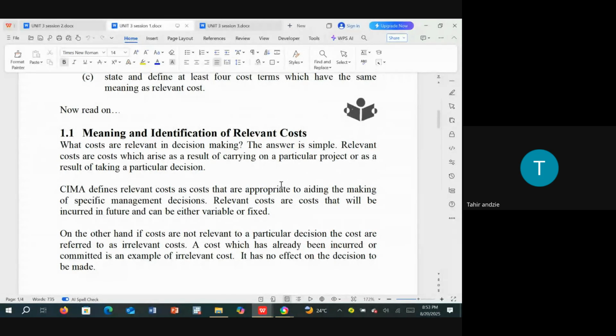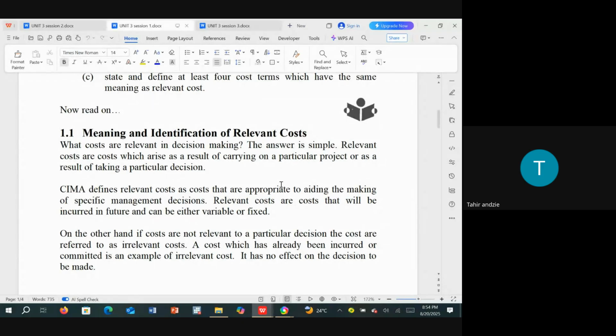Relevant costs are costs that will be incurred in future and can be either variable or fixed. Of course, once a decision is taken and the cost will be incurred, it means that the cost will be incurred in future. This tells you clearly that when costs are past or historical, they are not relevant. Also, the relevant cost could be either variable or fixed.